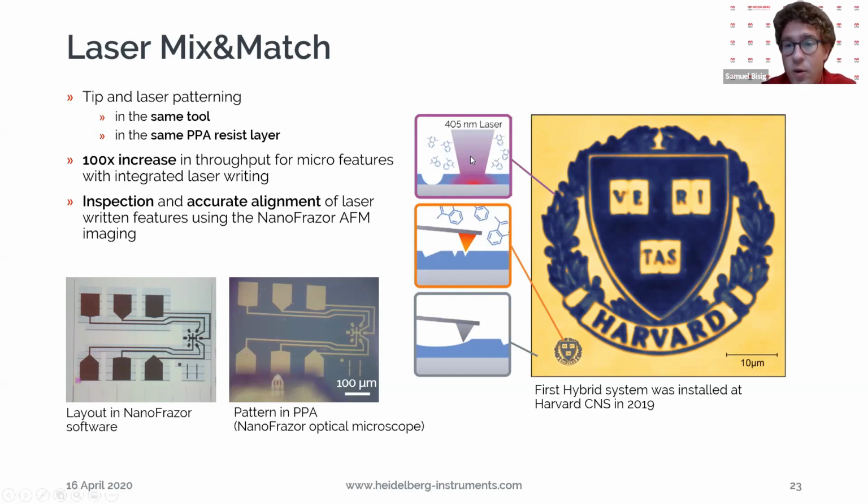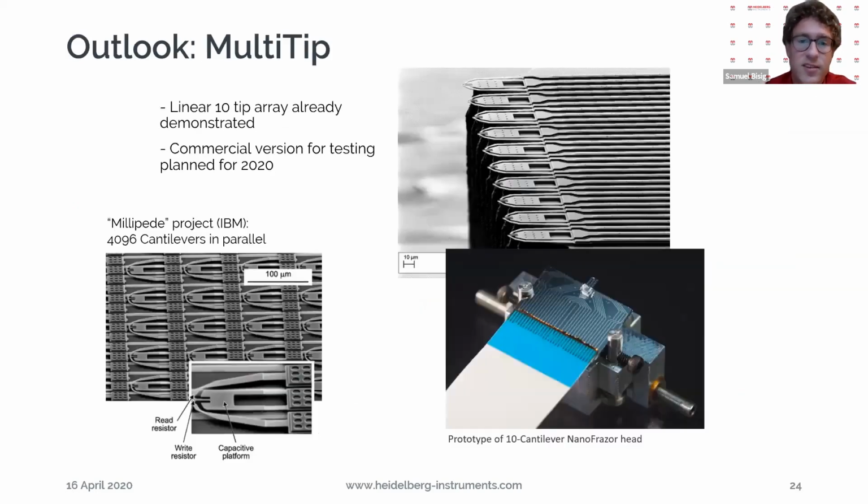In this example, where we installed the first system at Harvard CNS last year, this was done first with the laser, which in this case we decided to be a 405 nanometer CW laser, and afterwards we did the tip pattern next to it. Finally we made a full inspection of the whole patterning with our in situ read only operation mode. So you also get the inspection, and you can align the laser and the TSPL together.